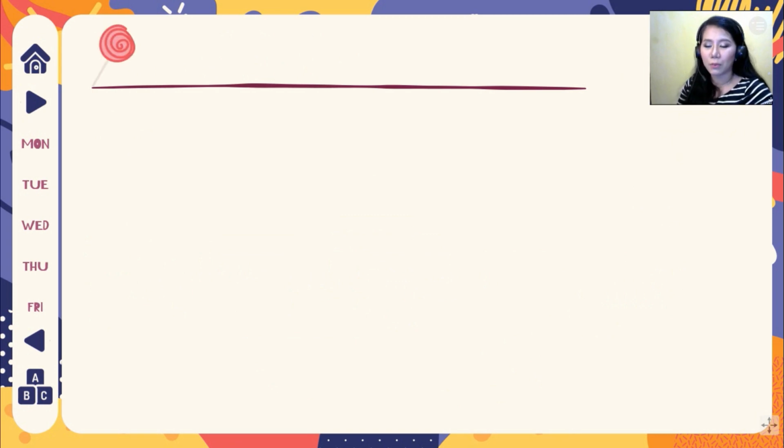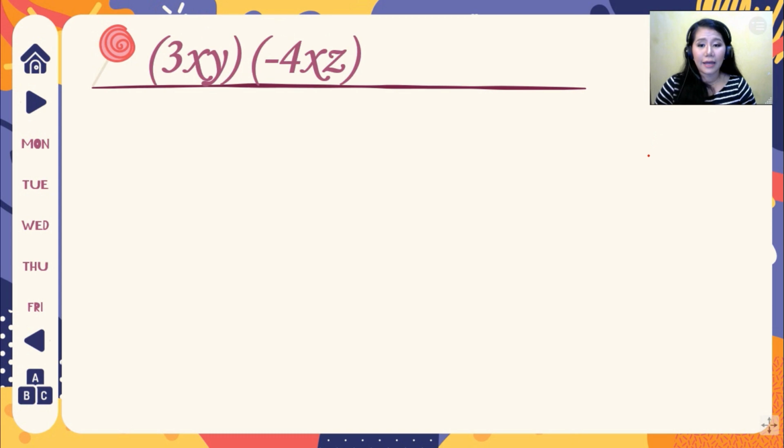Let's have example number 2. I have here 3xy times negative 4xz. Okay, so what is the answer to this? Class pala ha, in multiplying polynomials, wala na tayo ditong regrouping of the literal coefficients. Hindi na tayo dito nag-group ng similar terms or those terms which have similar literal coefficients, kasi ang ginagawa lang talaga natin dito is just simply multiply the numerical coefficient and then add the exponents of the same variable.